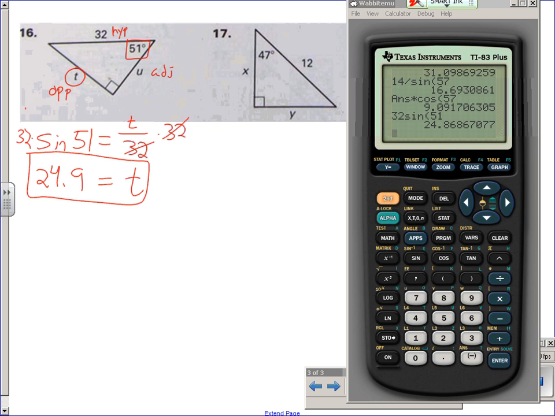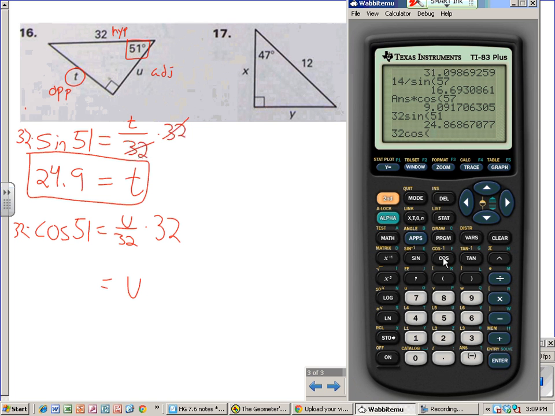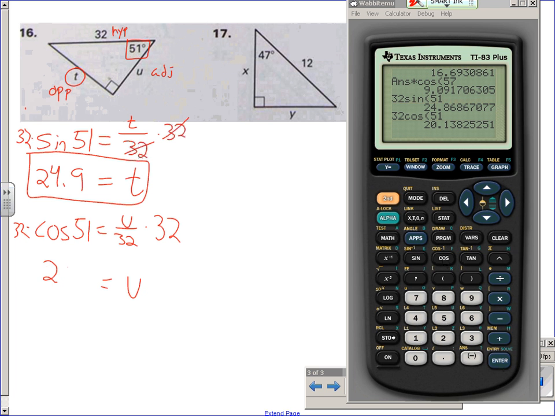To find U, that's the adjacent. We still know the hypotenuse. That's our trig ratio, or sorry, our cosine ratio. Cosine of 51 equals the adjacent U over hypotenuse 32. Again, to solve for U, we're going to multiply by 32. So side U equals 32 times the cosine of 51 degrees. Side U is 20.1, rounded to the nearest tenth.